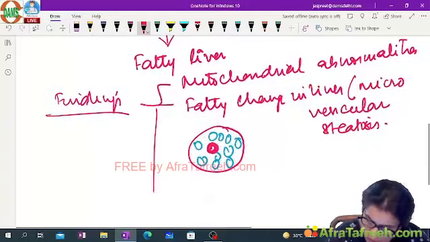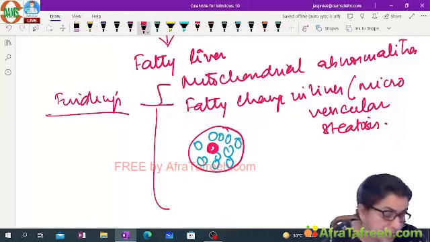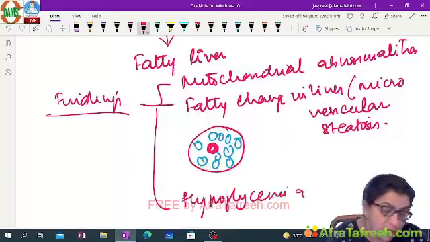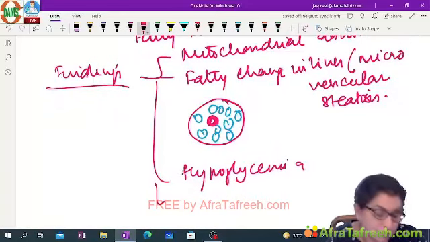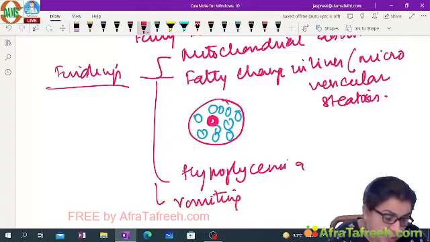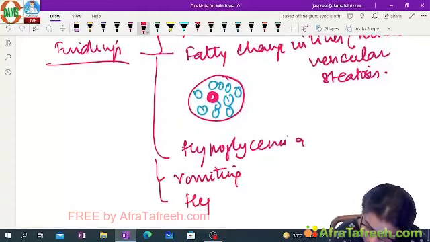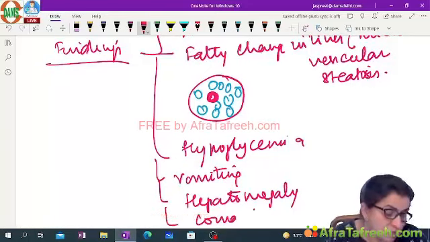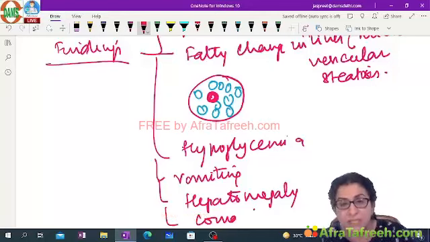So we see microvesicular steatosis. Then the child has hypoglycemia, and now the child develops features of encephalopathy. The child has vomiting, the liver is enlarged, there is hepatomegaly, and the child goes into coma. So this is what we see in Reye syndrome.